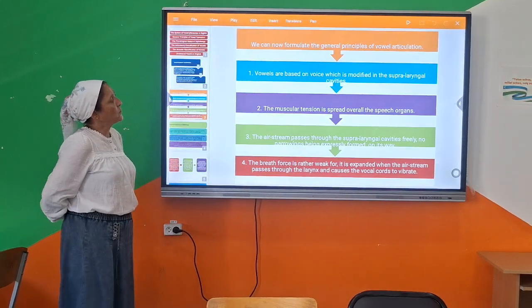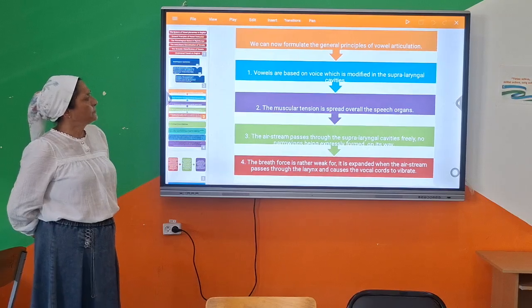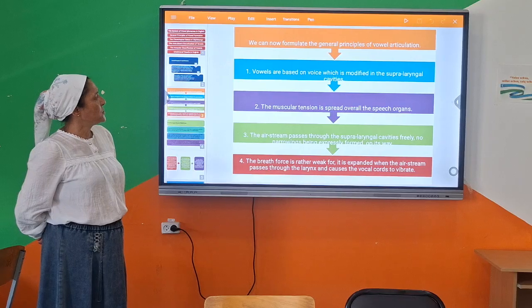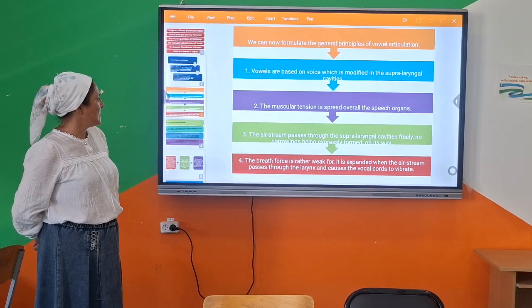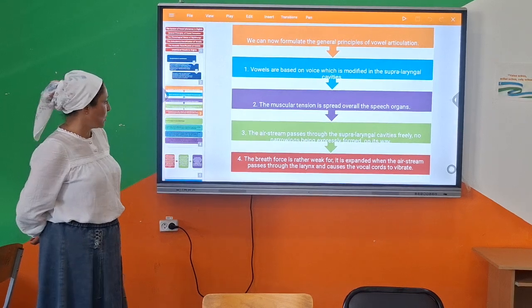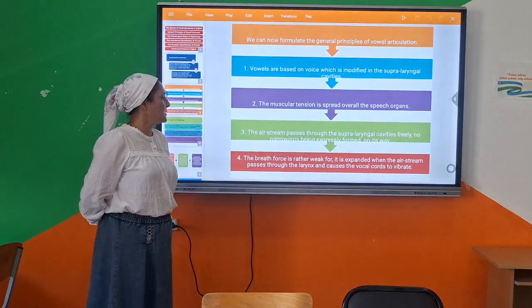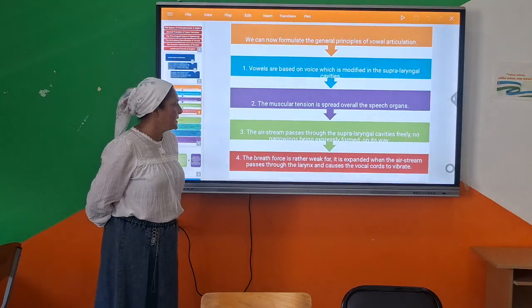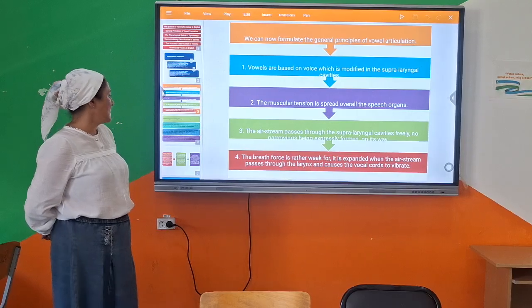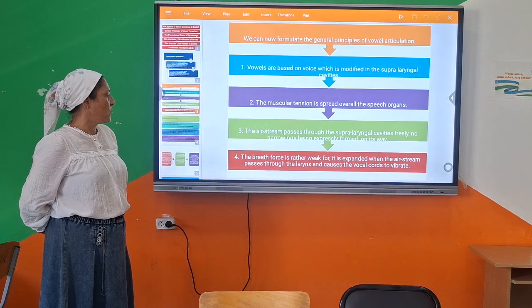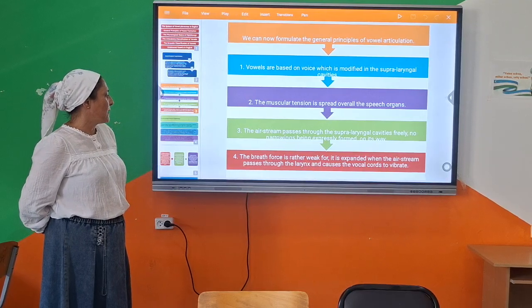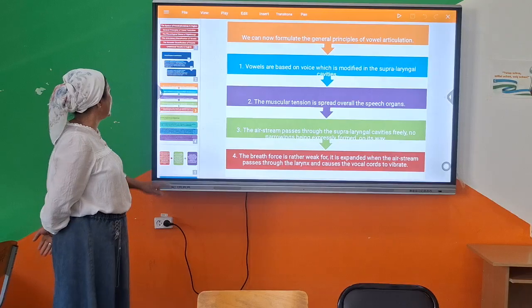So we can now formulate the general principles of vowel articulation. The first principle is that vowels are based on voice which is modified in the supralaryngeal cavities. The second principle is that the muscular tension is spread over all the speech organs. The third is that the air stream passes through the supralaryngeal cavities freely, no narrowings being expressly formed on its way. And the last one is that the breath force is rather weak, for it is expended when the air stream passes through the larynx and causes the vocal cords to vibrate.